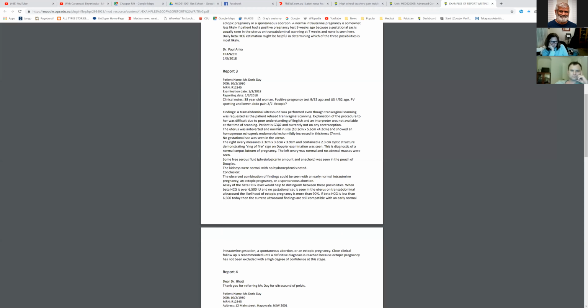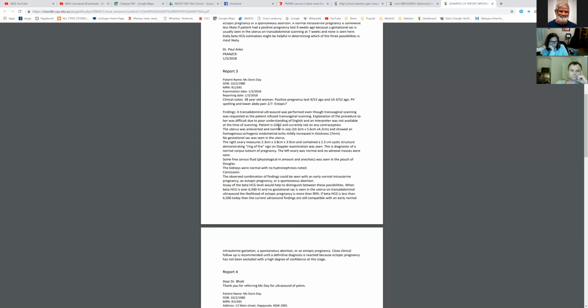Right ovary, it has given the volume. It tells you about the finding on Doppler. This is diagnostic of a normal corpus luteum of pregnancy. So it has given the interpretation of whatever you're seeing. And left ovary was normal and no adnexal masses were seen. Again, using plural there. And the previous report did not mention the left ovary. Here it has mentioned the left ovary.